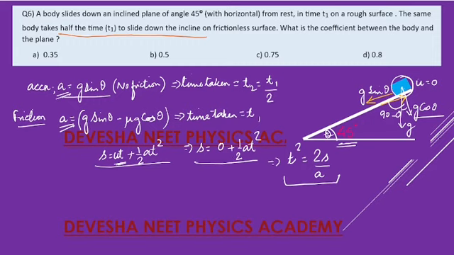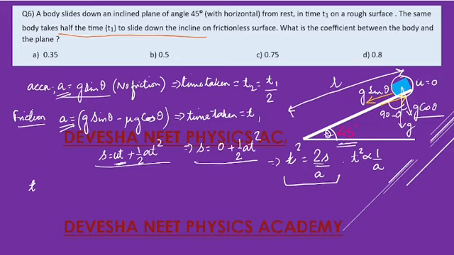Now if we compare both the times, then what happens here? In both the cases, whether it is friction or without friction, I can say here that t square is proportional to 1 by a, because s is the constant, the length of this particular incline is constant in both cases, whether it comes without friction or with friction. This is a common length. So it means t square is proportional to 1 by a.